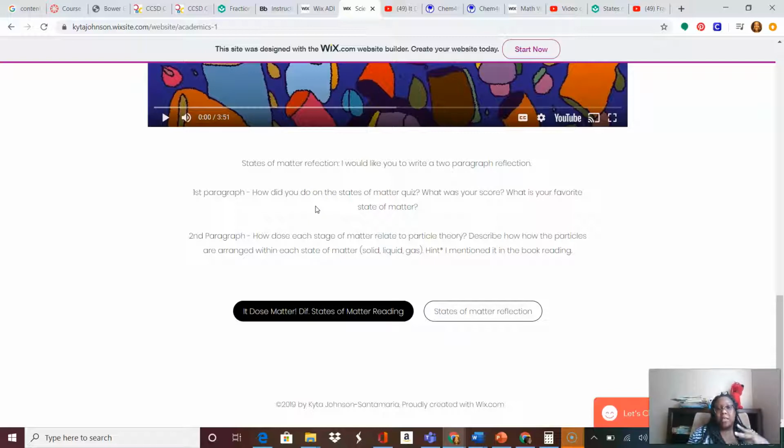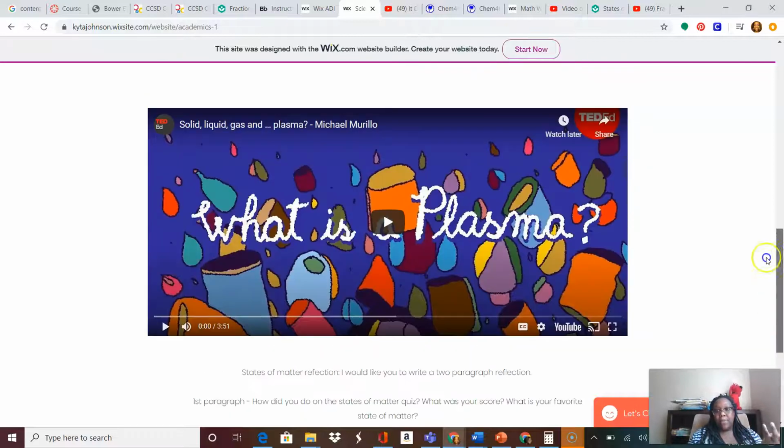Okay. The second paragraph: how does each state of matter relate to particle theory? Remember, last week we talked about particle theory and what it was and how it worked. I want you to describe how the particles are arranged within each state of matter. Okay, now there's a hint here. I mentioned this in the book reading. So if you don't remember and you would like to still get top box scores on this reflection, make sure you go to this reading. I mentioned it in the reading.